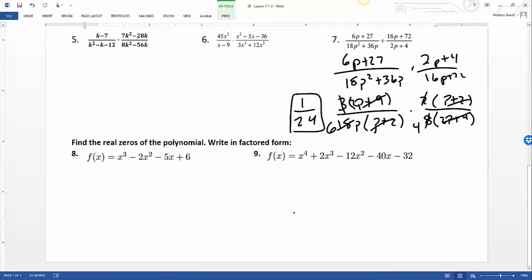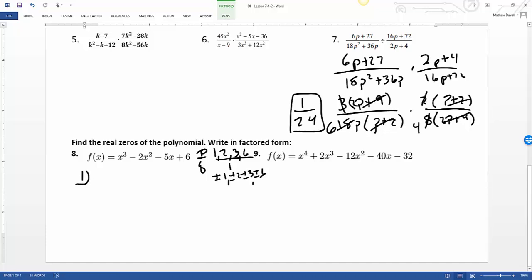So find the real zeros of the polynomial and try and factor it and write it in factor form. So the zeros and then factor form. It doesn't specify what kind of factored form, so whatever factor form I want. So remember your p's over q's, so that's the factors of 6 over the factors of 1. So you get plus or minus 1, plus or minus 2, plus or minus 3, plus or minus 6. And so now we can go through and we can try.